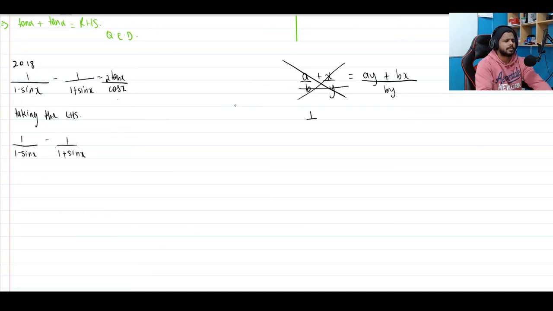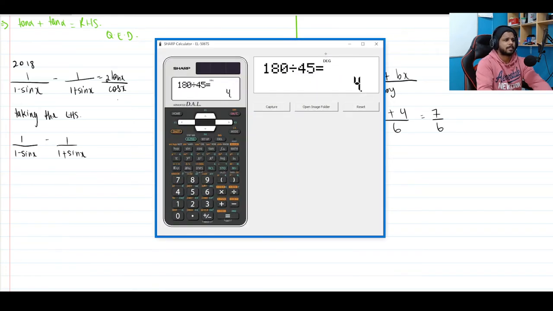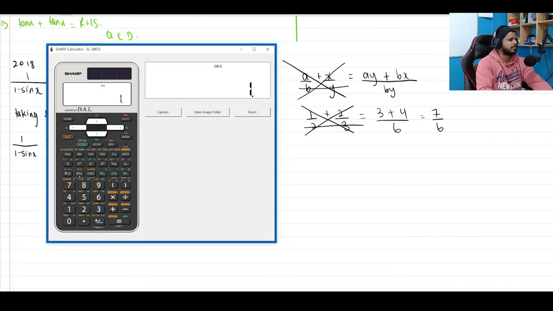For example, a half plus 2/3. Multiply across this way, 1 by 3 is 3. Multiply across this way, 2 by 2 is 4. And multiply across this way, which is 6. And this is 7 over 6. If we check, a half plus 2/3 is 1 and 1/6.